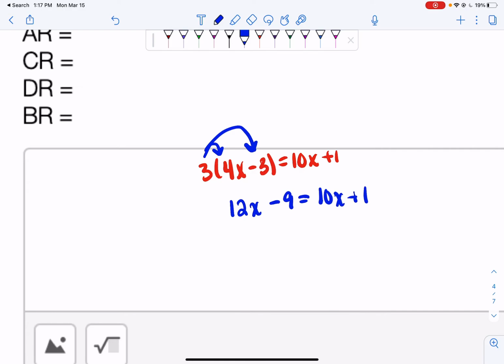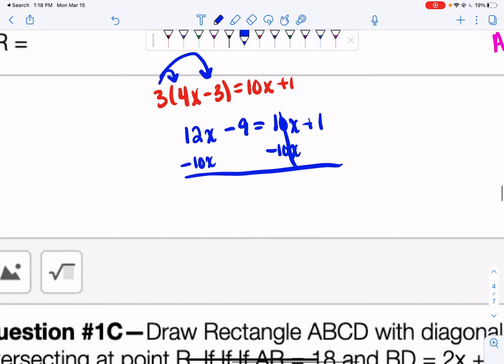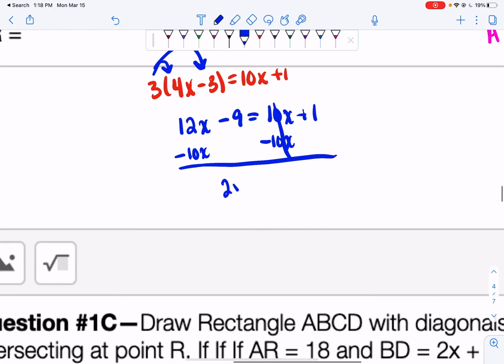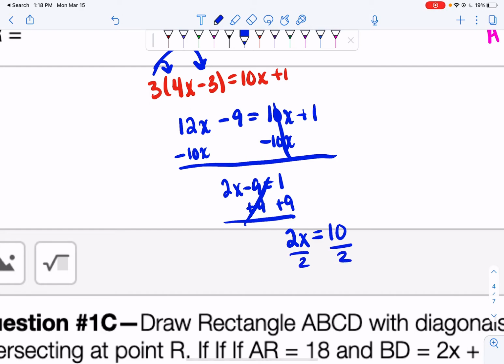You want to get all your x's on one side of your equation, so I'm going to subtract 10x from both sides of my equation. And I get 2x minus 9 equals 1. Then I add 9 to both sides. And I get 2x equals 10. And then last but not least, I divide both sides of my equation by 2. And I get x is equal to 5.